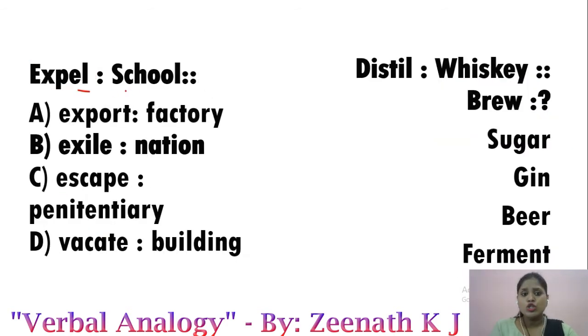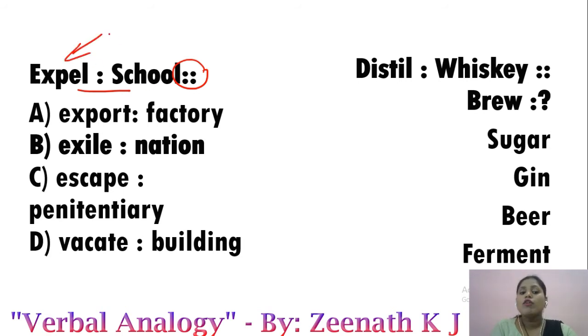Expel is to school as blank is to blank. So far what we saw was just finding out the last word in the second pair. Right now, based on the first pair, you have to find out another pair. Okay, slightly difficult but not impossible to answer for sure. Expel is to school. So what's the connection?